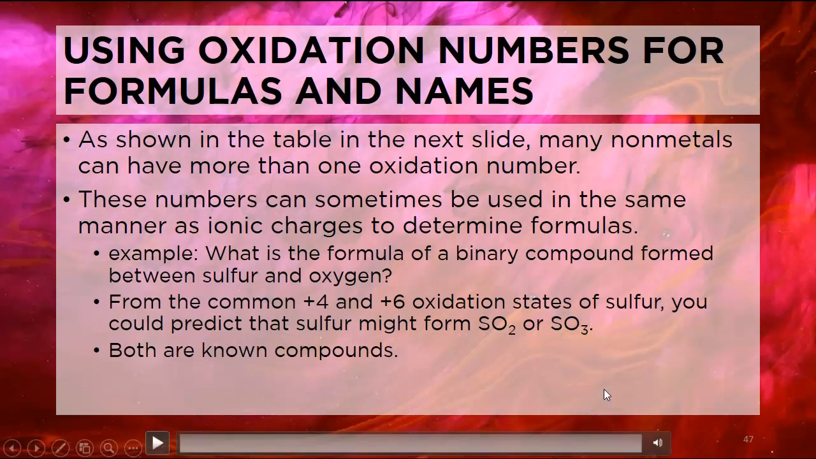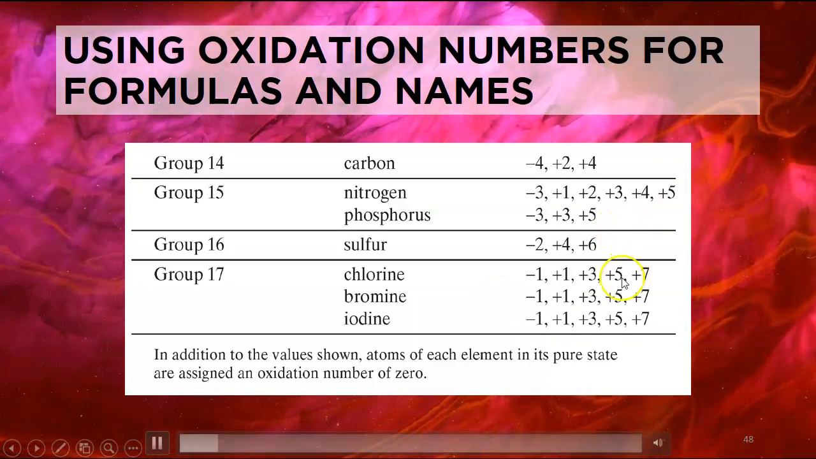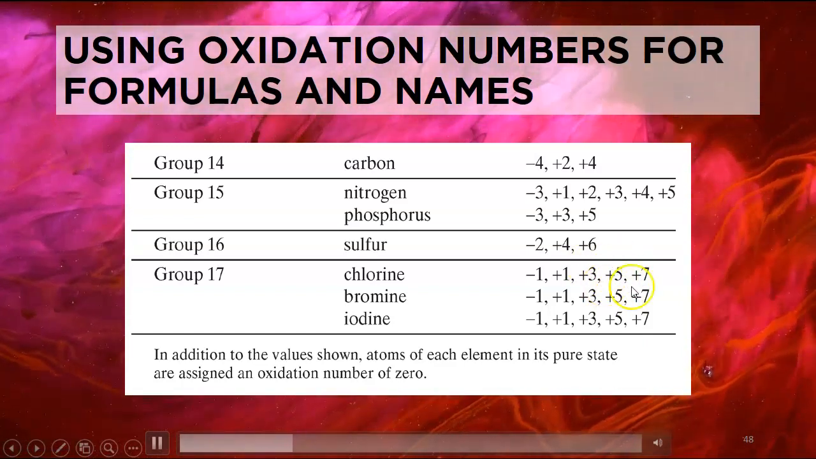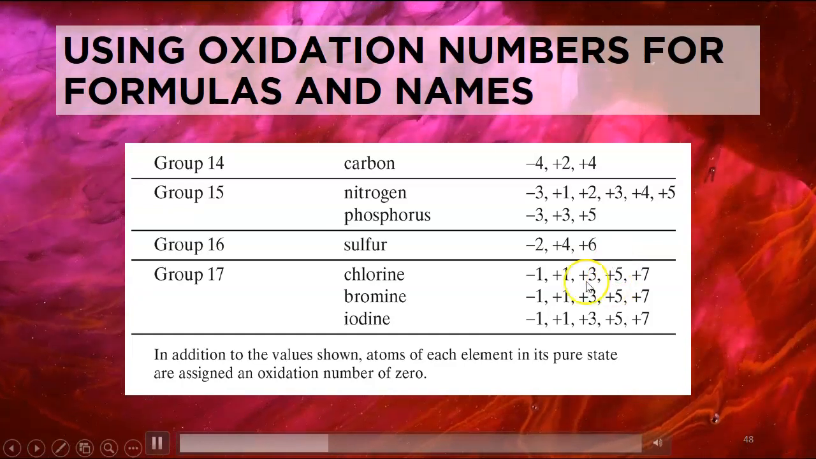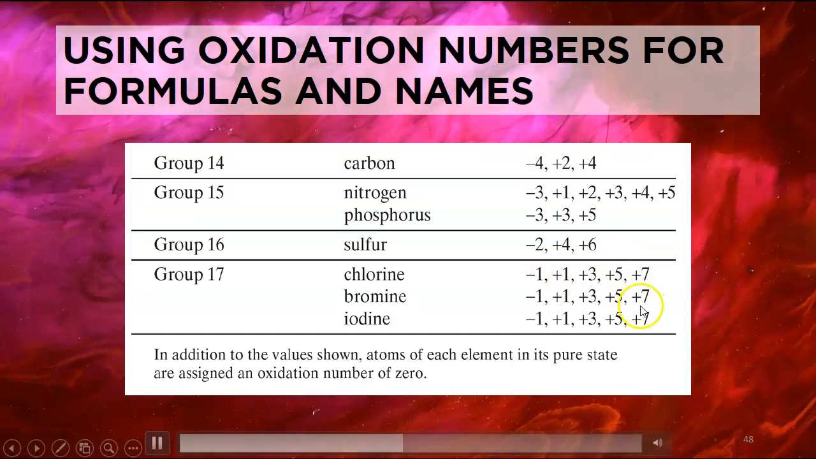So any questions about that, the different oxidation numbers that these elements can have? Notice we did have chlorine with that weird, it's weird to think of chlorine with a +5, but it can have those oxidation states and make compounds.